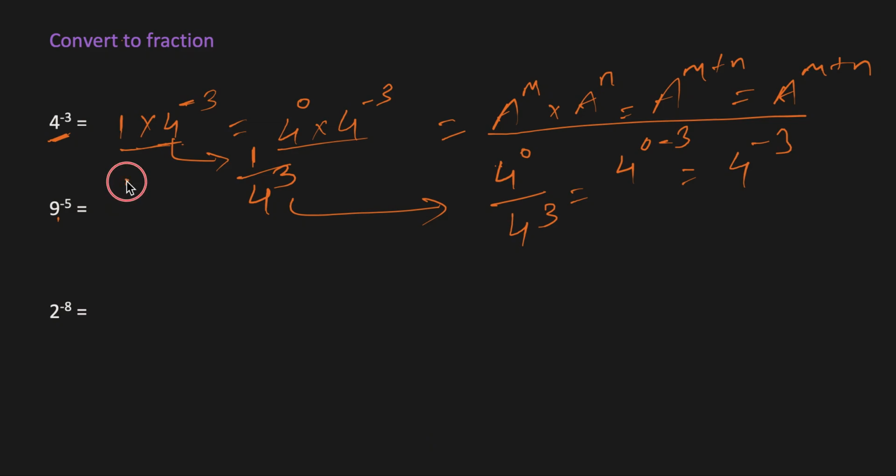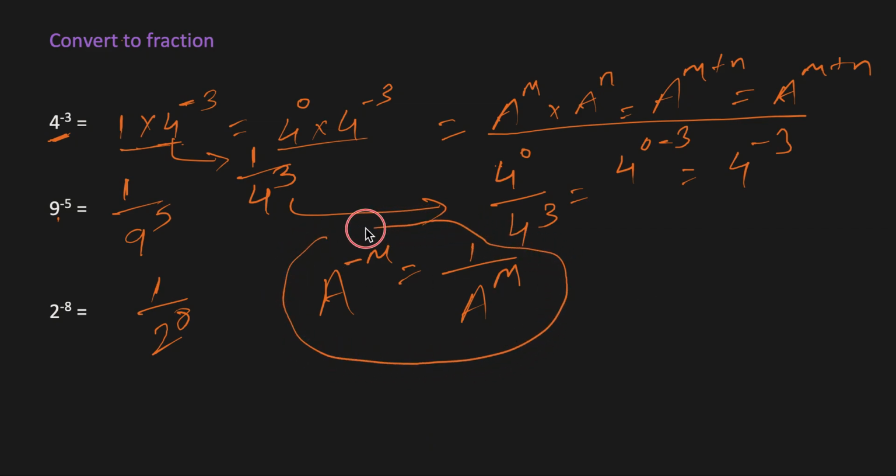This is nothing but 1 over 9 to the power of 5. And this is nothing but 1 over 2 to the power of 8. So if we have any base with a negative exponent, all we do is 1 divided by the base with the exponent having the positive sign. This is the generalized form of converting any exponential term with a negative exponent to a fraction. So going by an example, 2 to the power of negative 5 is 1 divided by 2 to the power of the positive exponent, which is 5.